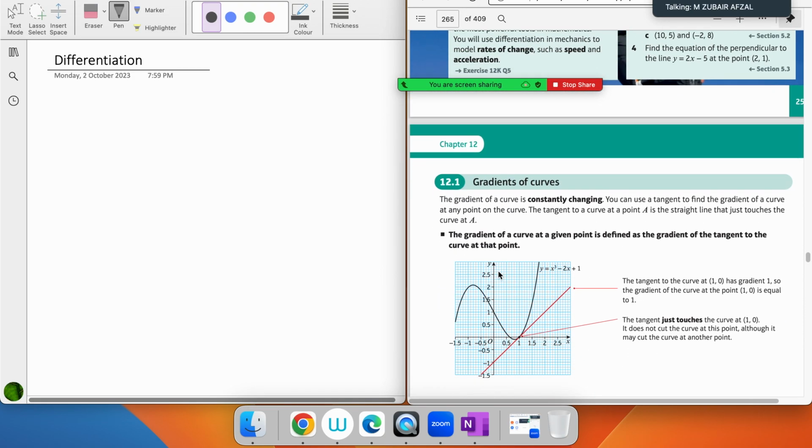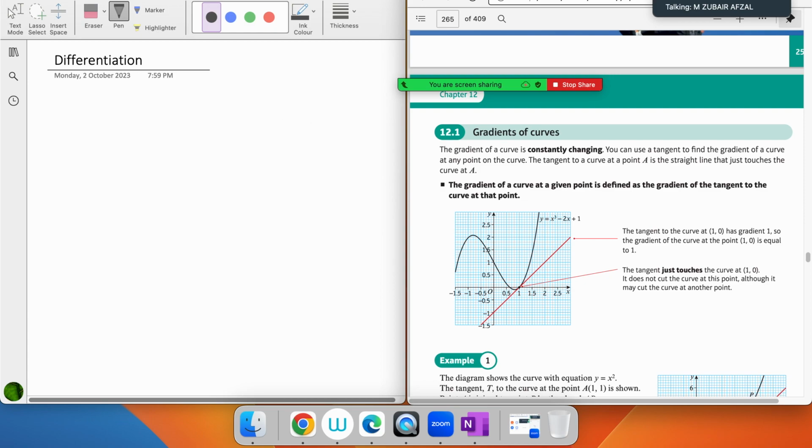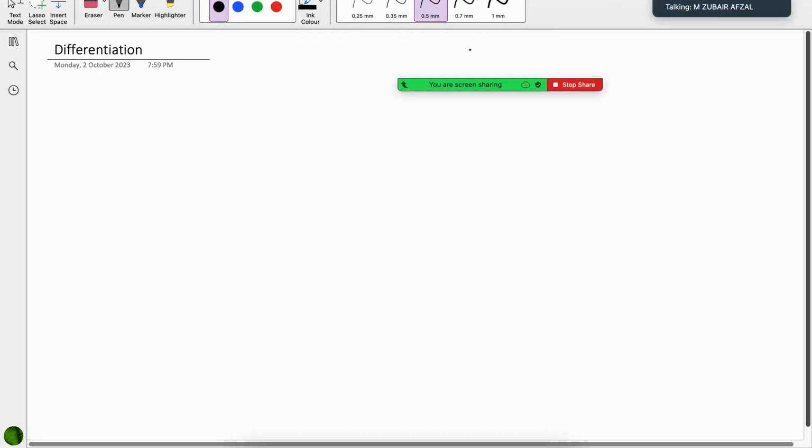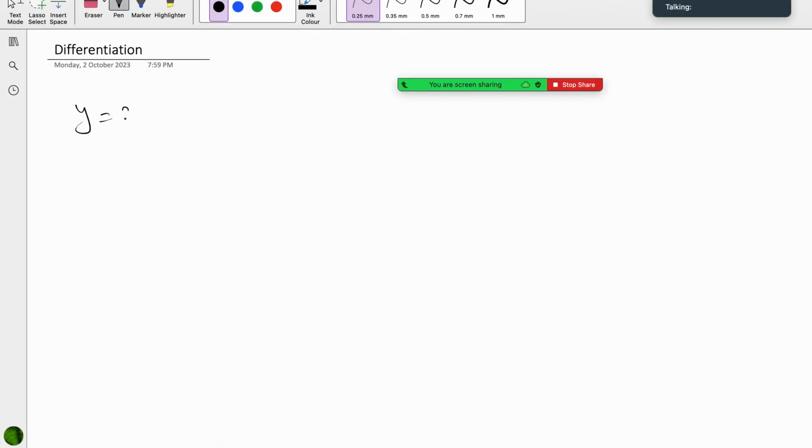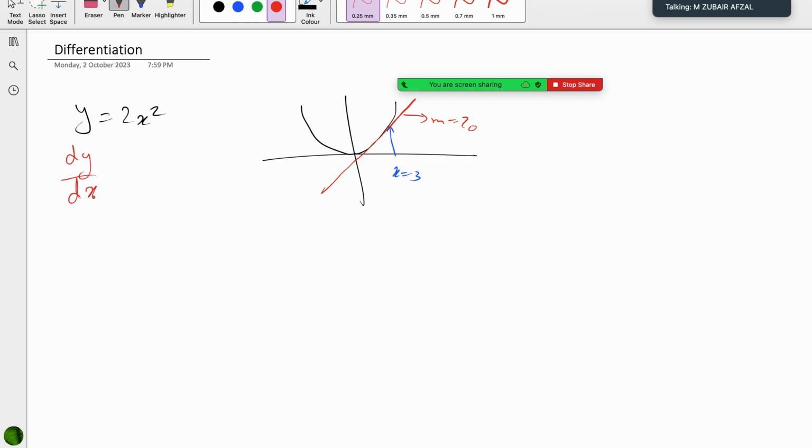So first topic, gradients of the curve. If you are given any equation, for example, y is equal to 2x square. This is a basic, simple curve. We ask: find the gradient when x is equal to 3. So at x is equal to 3, you can draw the line and find the gradient for this point. This is one way. The other is to go through the derivative dy by dx.